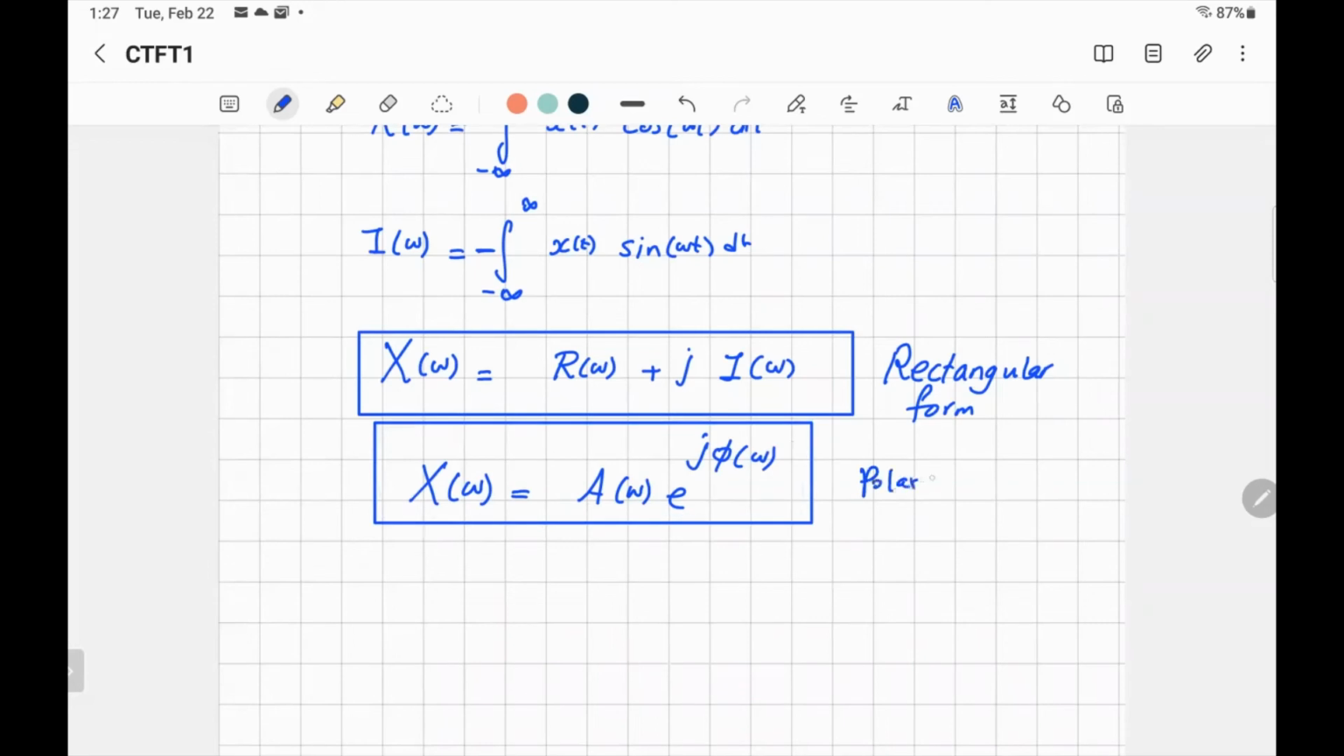But somebody will ask, what is A? It is the magnitude, as we said before. What is phi? It is the angle. So we can do it in this way, rectangular form or polar form.